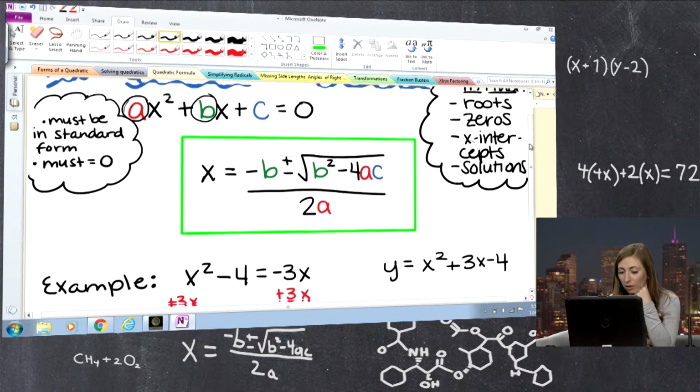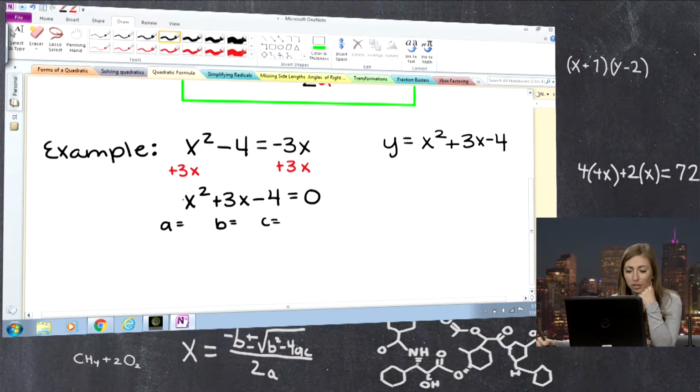So, looking at our equation, our coefficient in front of x squared, well, it looks like there is none. So if there is none, we know that it's a 1. It's understood that it's a 1. So our a is going to be 1. Our b, or the coefficient in front of x, is 3. And our c, or our constant, is -4. One thing to keep in mind is don't forget signs. If you have a minus, that counts as a negative.